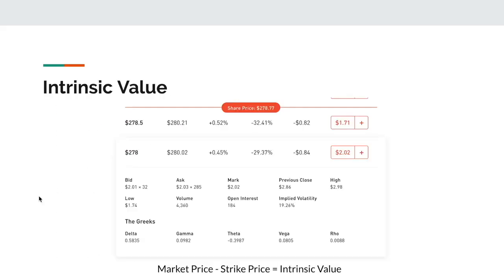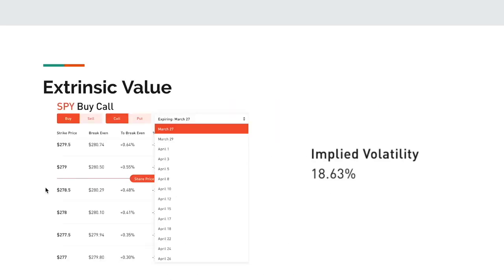So again, just to recap a little bit, intrinsic value is the market price, so the actual share price, minus the strike price. In this case, you would subtract 278 from 278.77. It gives you 77 cents, or $77, which will factor into the total option price. So $77 of this full price is coming from intrinsic value alone. The remaining balance is coming from something we call extrinsic value.